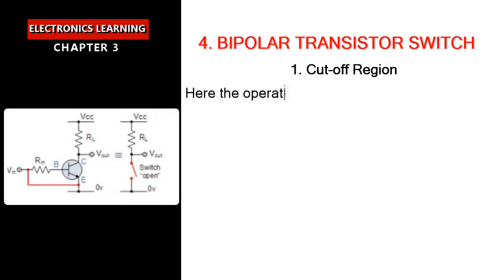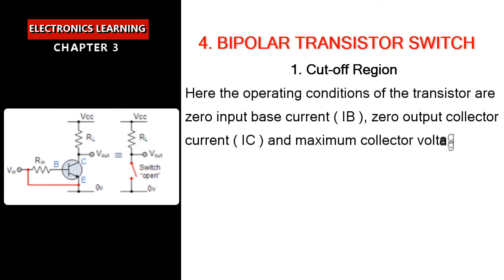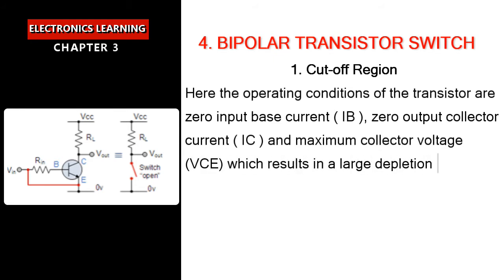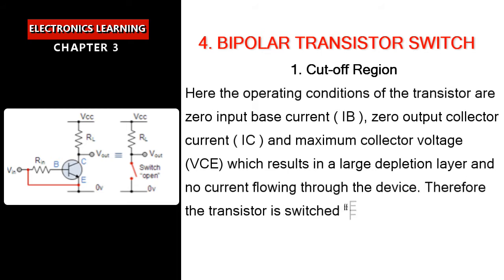1. Cutoff region. Here the operating conditions of the transistor are zero input base current, zero output collector current, and maximum collector voltage, which results in a large depletion layer, and no current flowing through the device. Therefore the transistor is switched fully off.